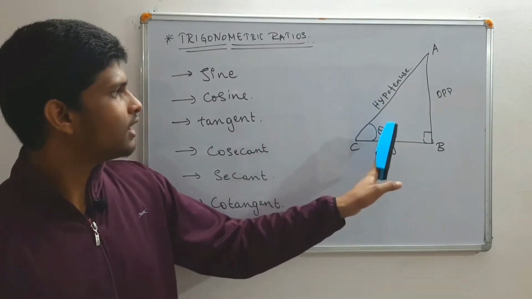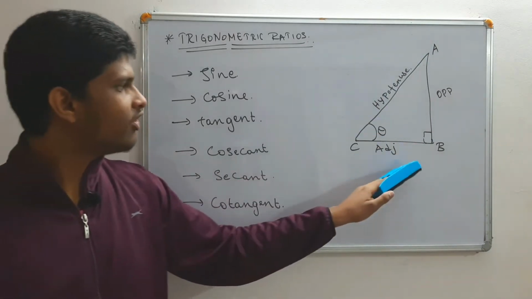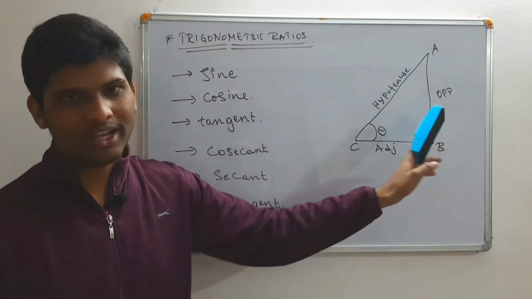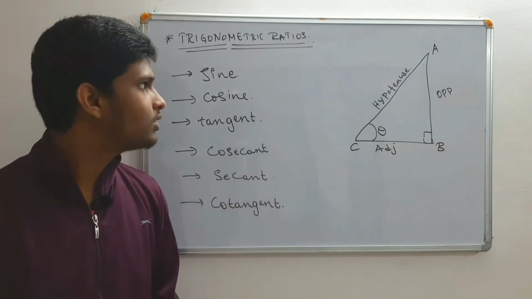And if you consider this theta angle to be angle A rather than angle C, then the opposite side will become BC and the adjacent side will become AB. So this all I discussed in the previous class. If you didn't watch, you can go and watch it.